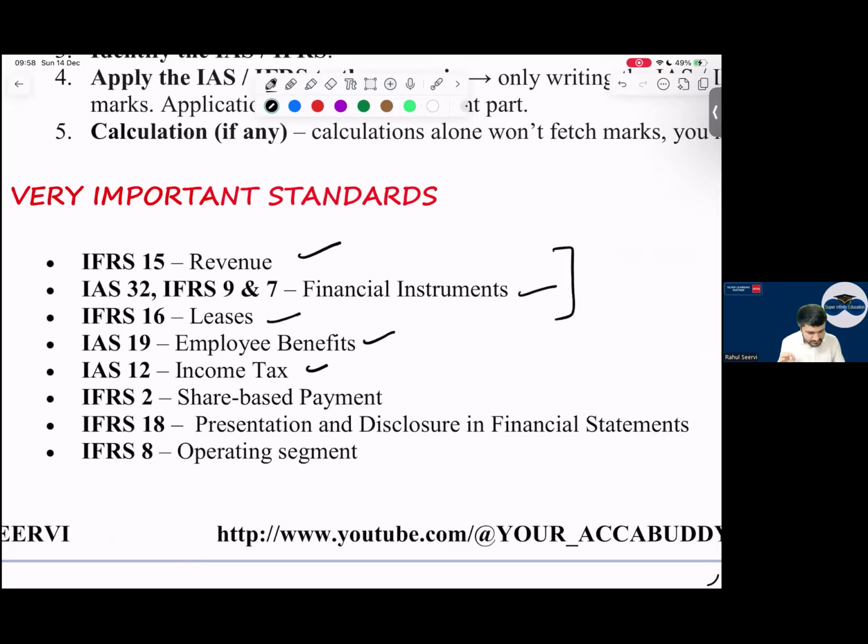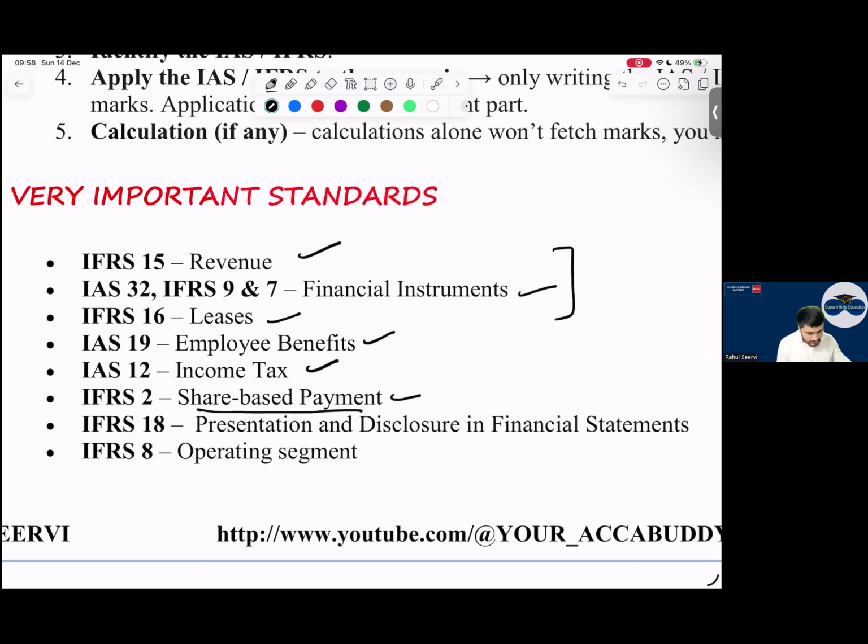Then income tax. It's not a totally new concept. If you have learned F7, it is the same, nothing new in this. Share-based payment. What is share-based payment? This is also an important topic. Share-based payment basically means today I purchase an item for you. I say that I do not have cash. So what I say, I will give you what? Shares of my company. So how will we do the accounting for that?